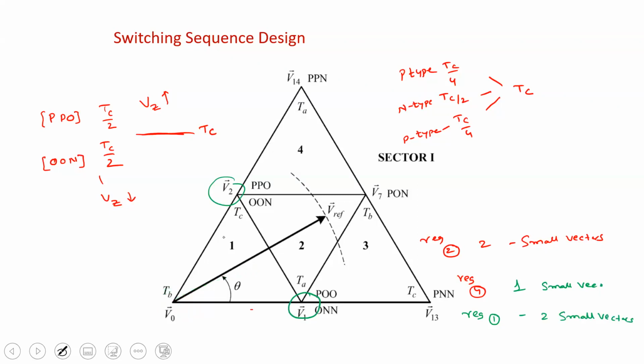Similarly, if it is in region 3, how many small vectors are there? This is the V1 vector, so there is a small vector. V3 is the large vector, and V7 is the medium vector. So it consists of 1 small vector.